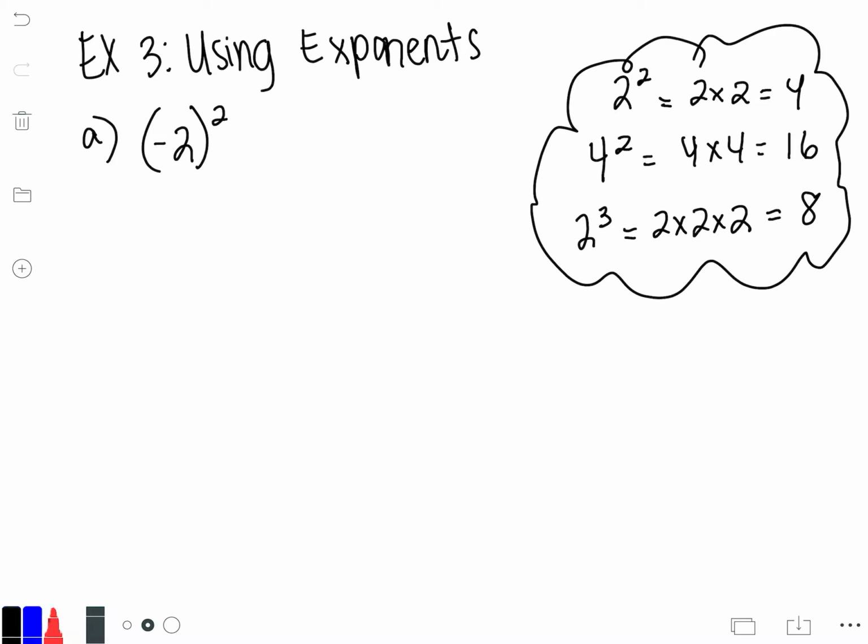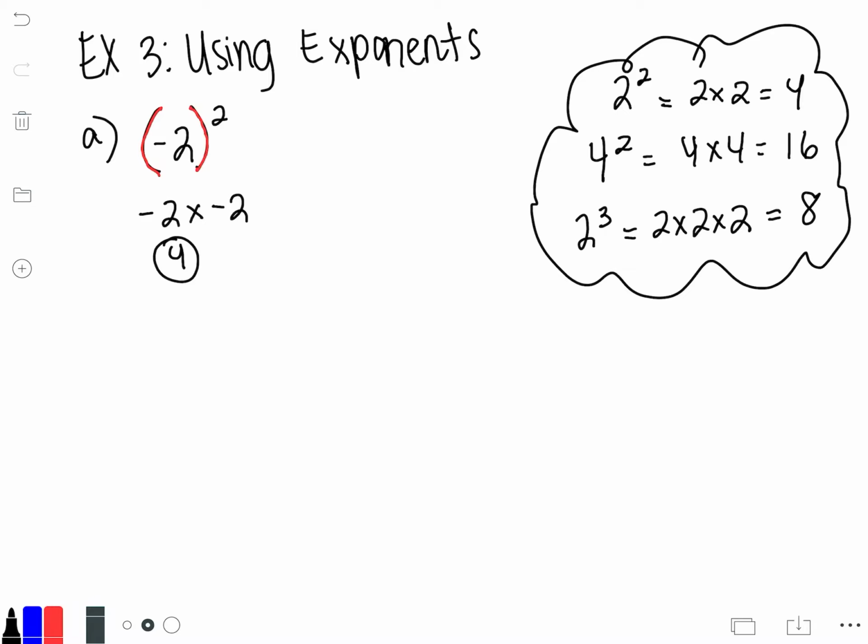So if the parentheses are around the number like this, it means that you have 2 negative 2's. So this ends up being the same as negative 2 times negative 2. And of course, if the signs are the same when you're multiplying, you end up with a positive number. So this answer would be 4.